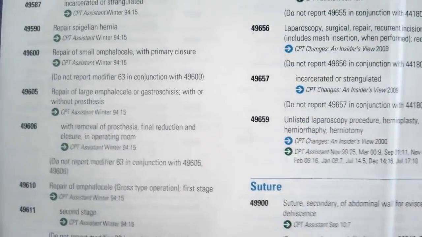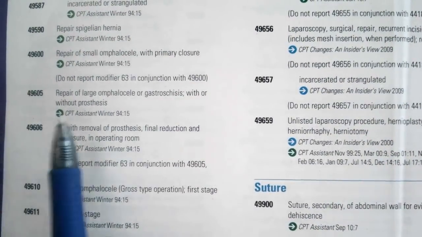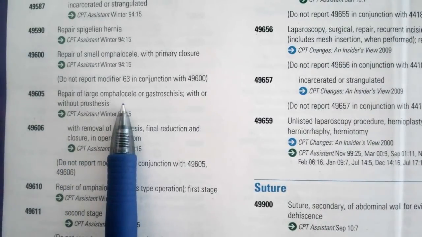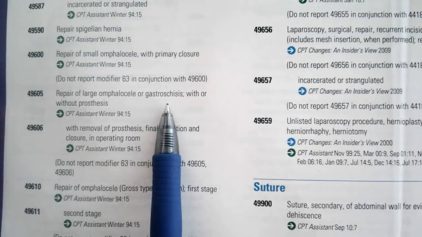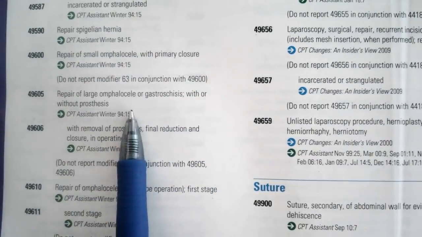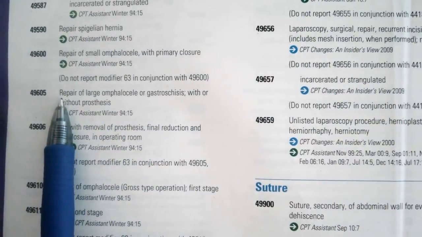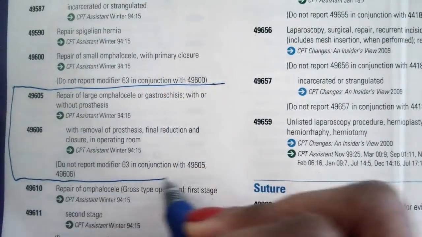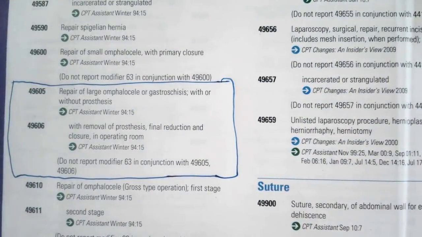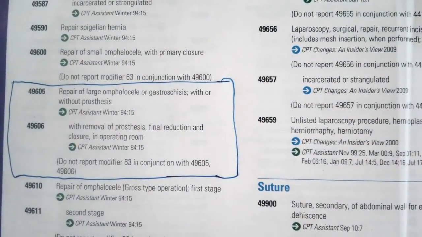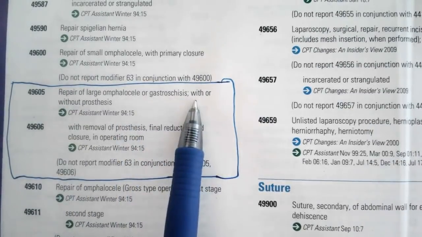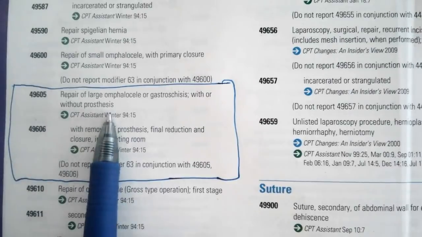All right, so let's see. Here we have repair of a large omphalocele or gastroschisis with or without prosthesis. And notice this is a standalone code and this is indented. So these two codes actually go together. And again, let me just emphasize, I highly recommend that you watch the video on bubbling your CPT manual. Awesome resource. So here, this is a repair of a large omphalocele. This code is with or without prosthesis.